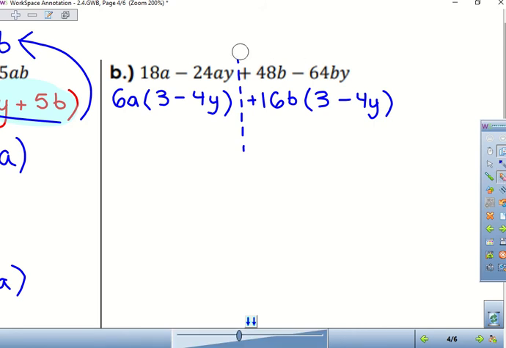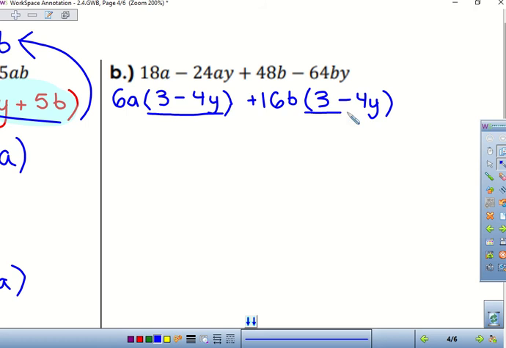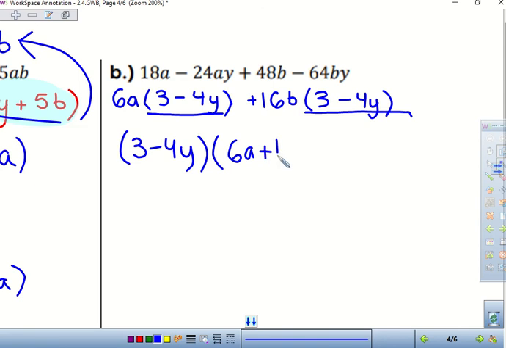So now if we erase our little barrier here, I'm going to factor out what they have in common. Each of the terms has a 3 minus 4y in common. And then I group together whatever is left. But is this fully factored? Who says no? Are you sure? Look at this set of parentheses here. Can't I take out another GCF here? What can I take out? A 2. So I'm actually going to take a 2 out of that.